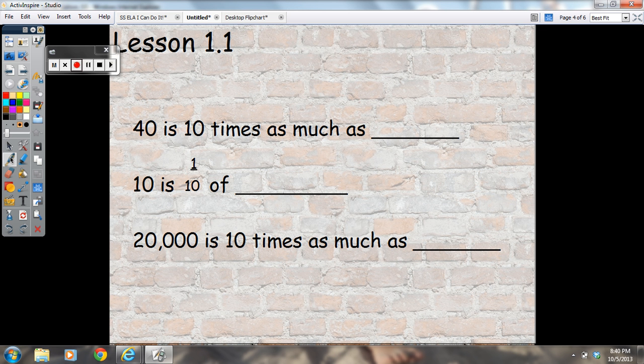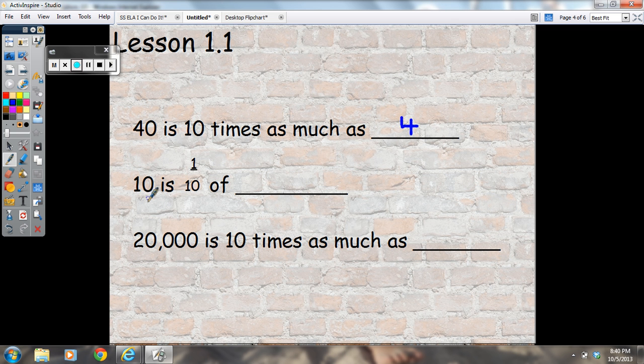Okay, so let's take a look at these now. We have 40 is 10 times as much as what? Well, I know if 40 is 10 times as much as this number, this number has to be smaller. So I ask myself, well, what times 10 would get me 40? Okay, I know it has to have a 4 in it. And I know that it has to have a 0 because I'm multiplying it by 10 when I get my answer. So if I took the number 4 here and I multiplied it by 10, I would get my answer of 40. Therefore, 40 is 10 times as much as 4.